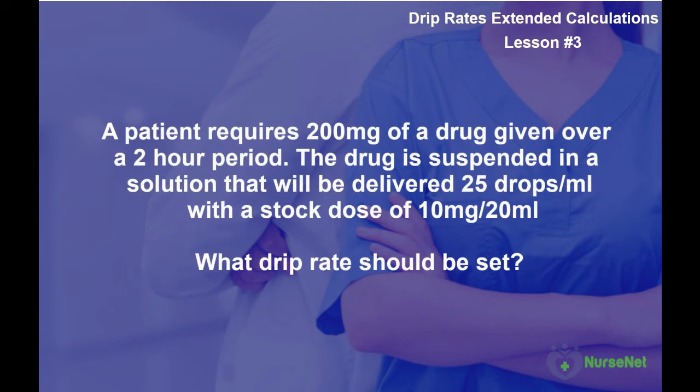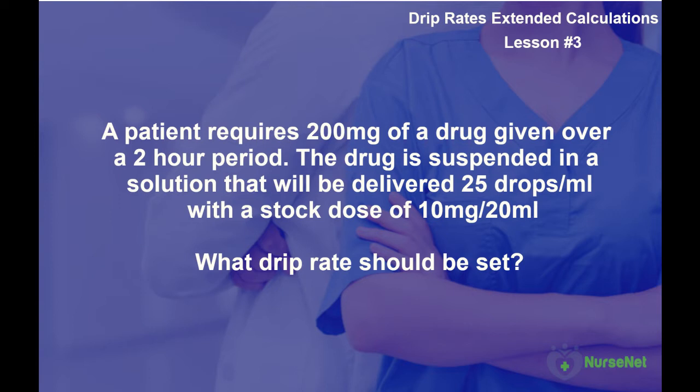A patient requires 200 milligrams of a drug given over a 2-hour period. The drug is suspended in a solution that will be delivered 25 drops per milliliter with a stock dose of 10 milligrams per 20 milliliters. What drip rate should be set?